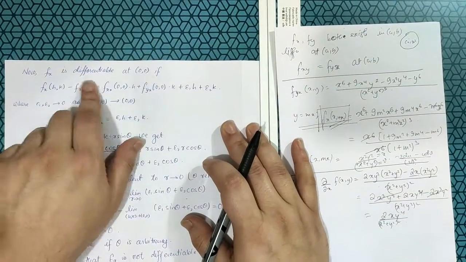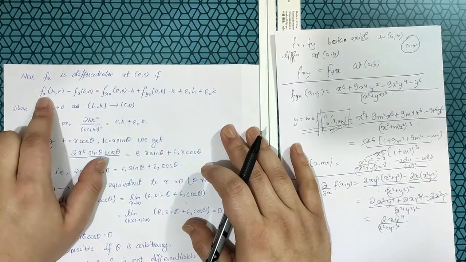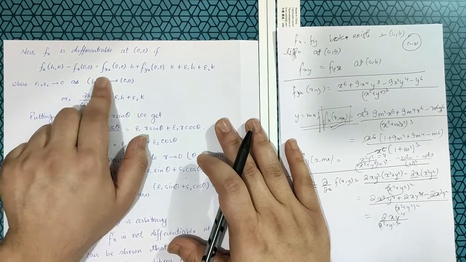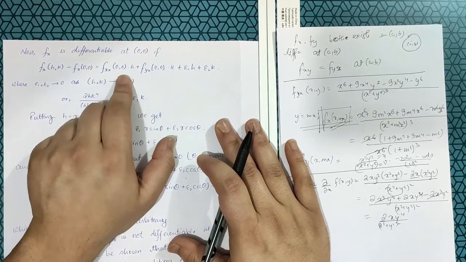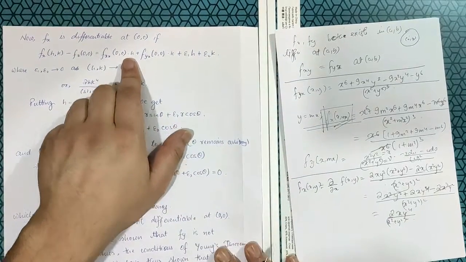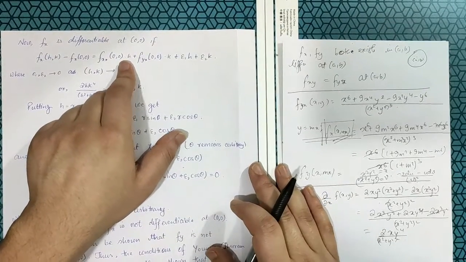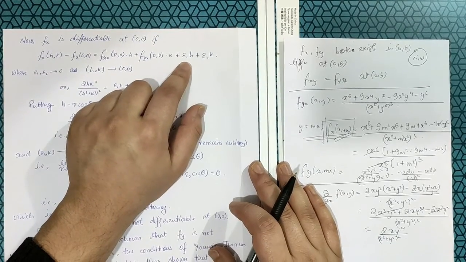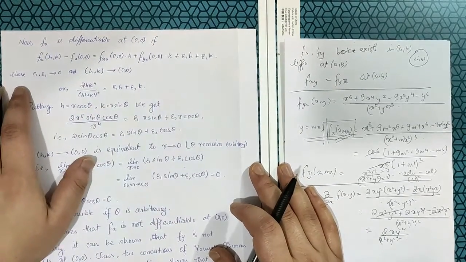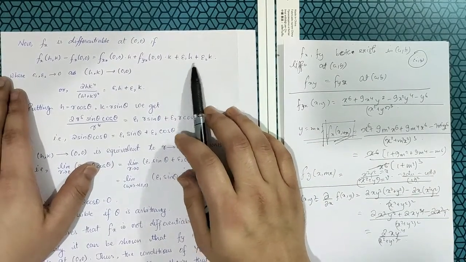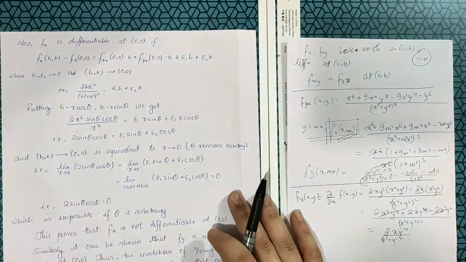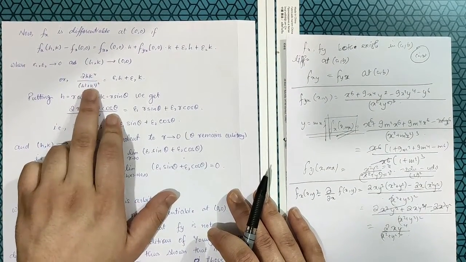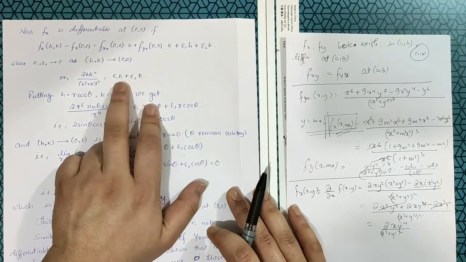Now f_x is differentiable at the point (0, 0). So f_x(h, k) minus f_x(0, 0) is equal to h f_xx(0, 0) plus k f_xy(0, 0) plus epsilon 1 h plus epsilon 2 k. So this is the condition of differentiability. Here epsilon 1 and epsilon 2 must tend to 0 when (h, k) tends to (0, 0), or 2hk⁴ over (h² + k²) is equal to epsilon 1 h minus epsilon 2 k.